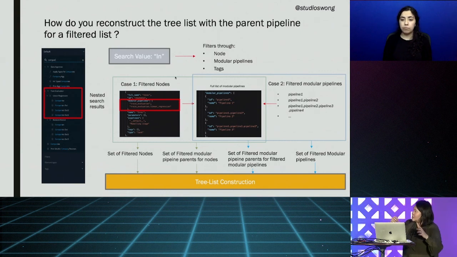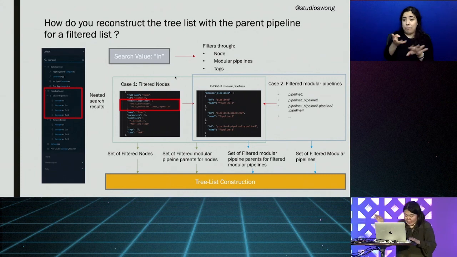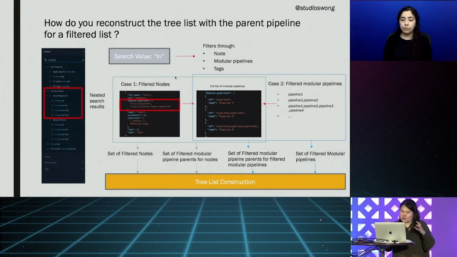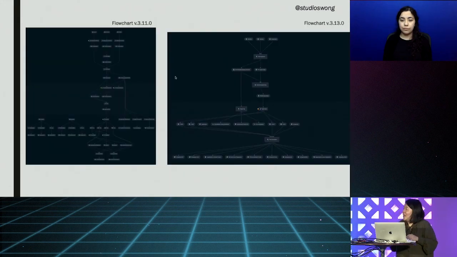To grab all the parents of those filtered modular pipelines via 2 selectors. And the results from all those 4 selectors will be referenced in that final selector. Now that we have the tree list logic defined, we have also further looked into the modular pipeline concept and applied it into our flowchart visualization.